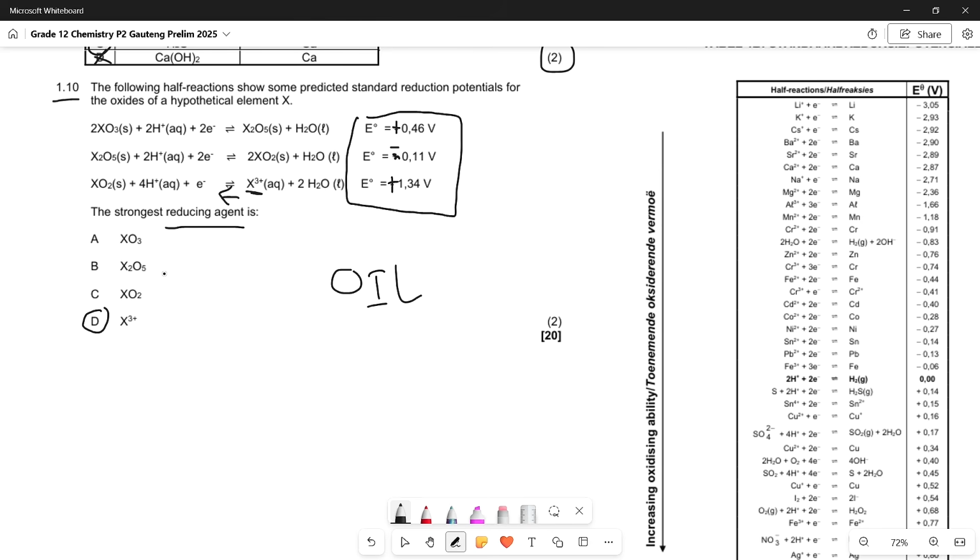So this is quite an involved question. Let me know if there are any questions on this one in the comments below or any other questions as well. But that earned us 2 marks over there and 20 marks for this whole section.